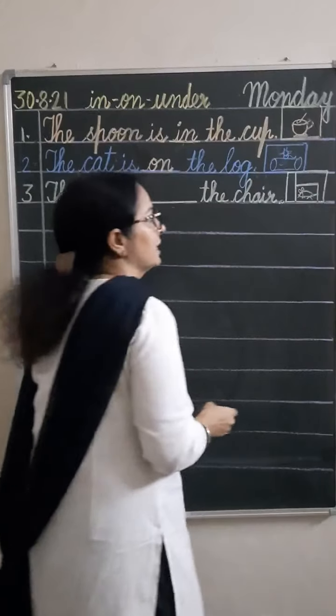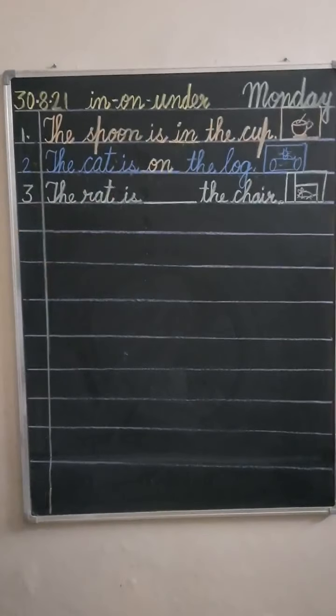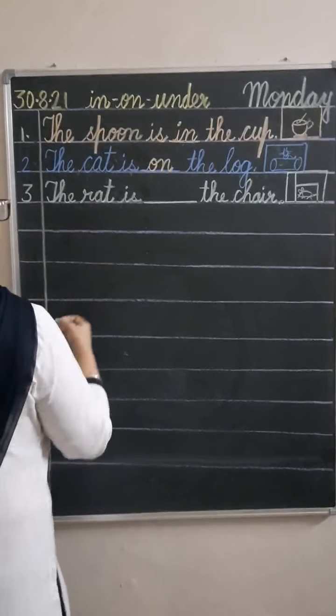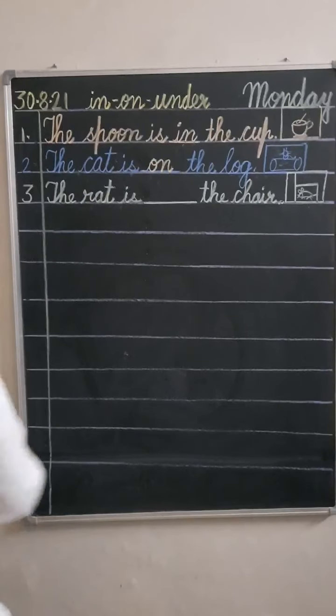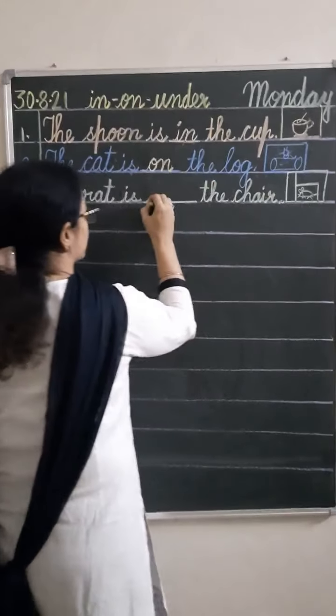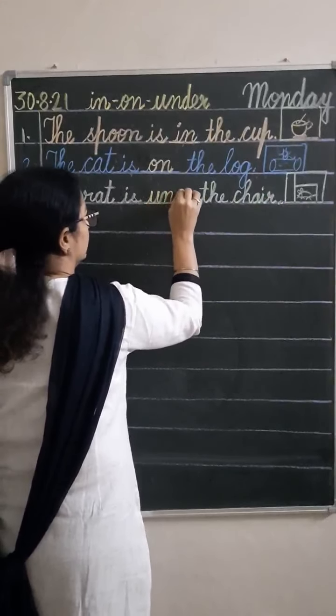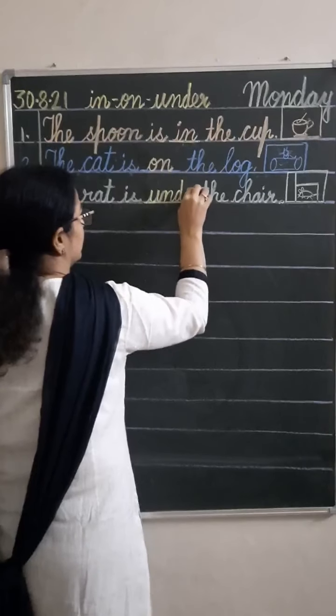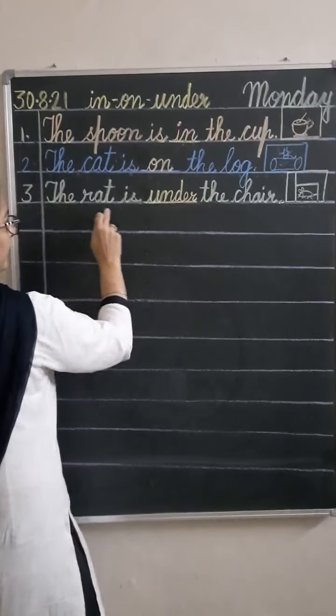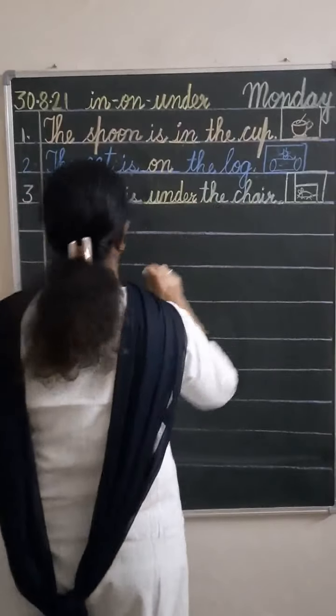Yes. Now you tell me, where is the rat? The rat is under the chair, है ना? The rat is कहाँ पे है? Under the chair. So here you will write UNDER, under. The rat is under the chair.